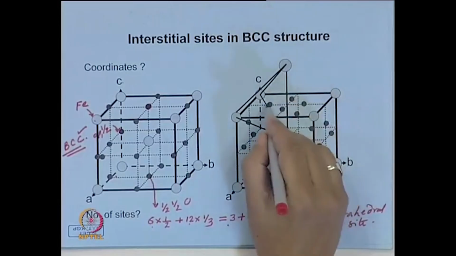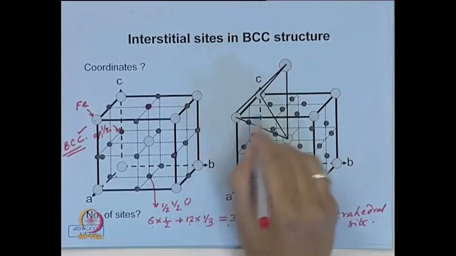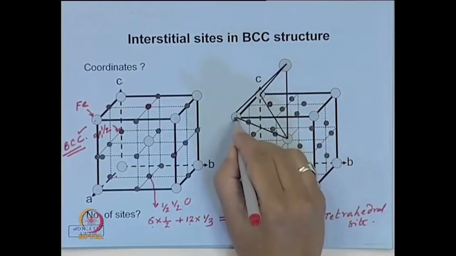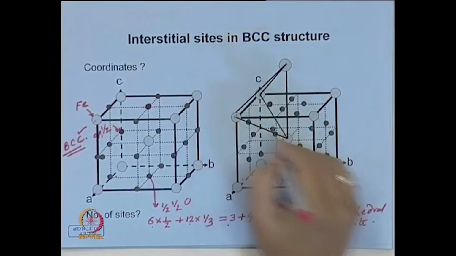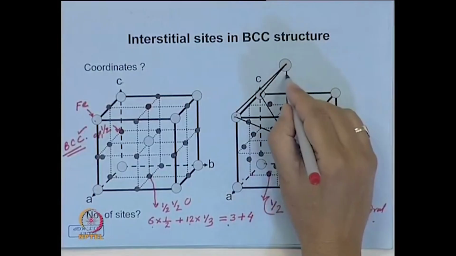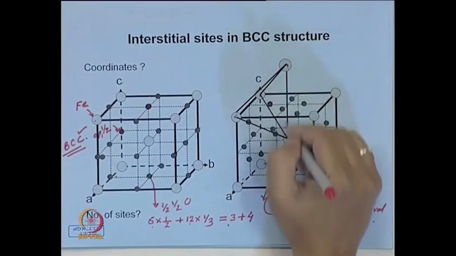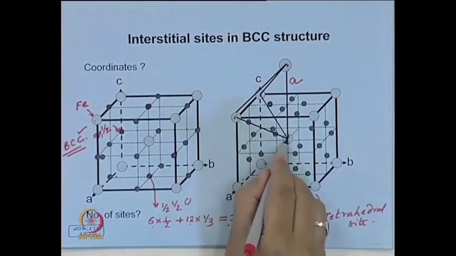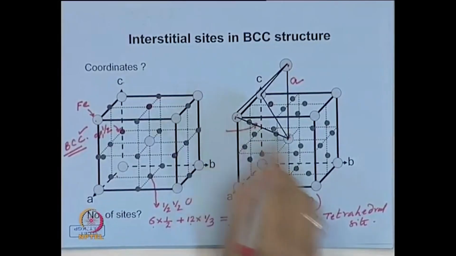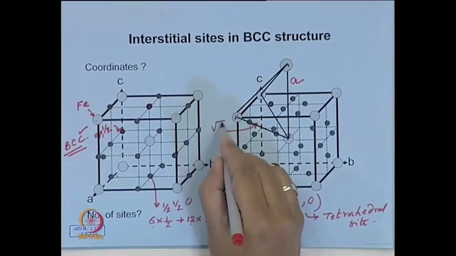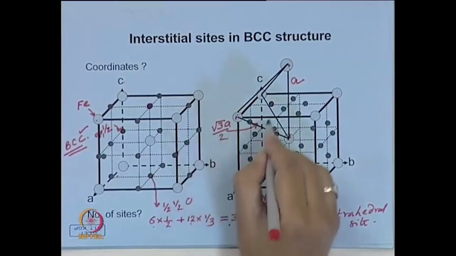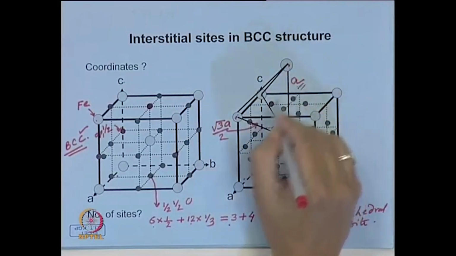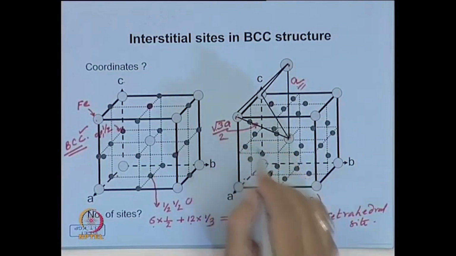Now, why is it called a tetrahedral site? Look at this. If you join this and this, you get a tetrahedron. In this tetrahedron, these two are separated by a distance a, whereas these are separated by a distance which is half of this diagonal, that is, √3 a by 2. So, some of the edges of this tetrahedron have dimension a and some have dimension √3 a by 2.